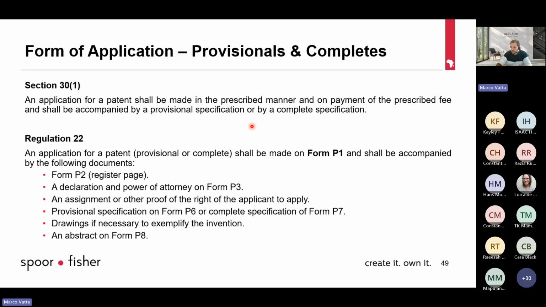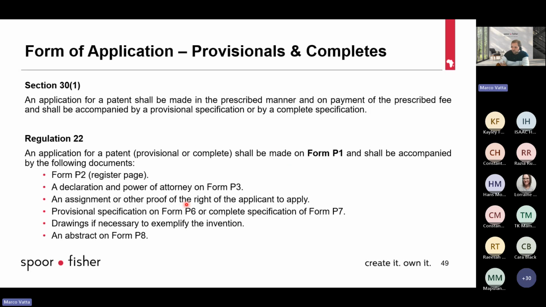Now, the difference between a provisional specification and a complete specification is that the provisional specification does not need to be accompanied by a set of claims, whereas the complete specification does need to include that set of claims in order for the public and the courts to assess what the scope of the protection is and what monopoly the patentee is entitled to. But both do need to fairly describe the invention.